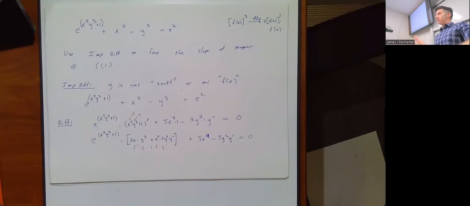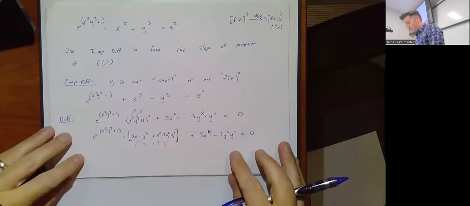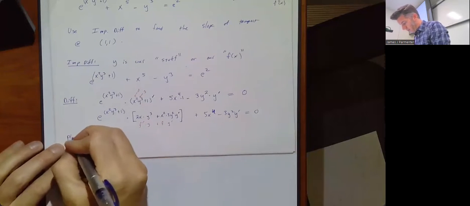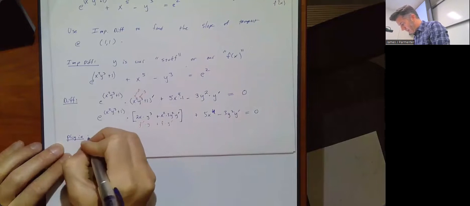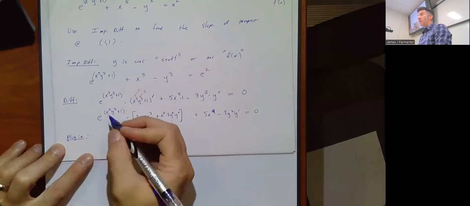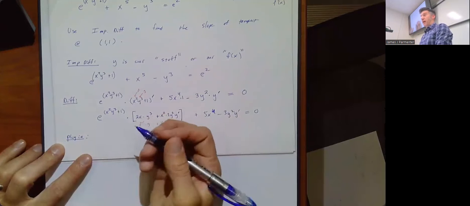I should say not first, so plug in the point immediately after you take the derivative, and then do the algebra after that. Let's see what I mean. So I'm going to plug in right now. When I plug in, I'm going to get e to the, luckily they've also given us really nice numbers, x and y are both 1.